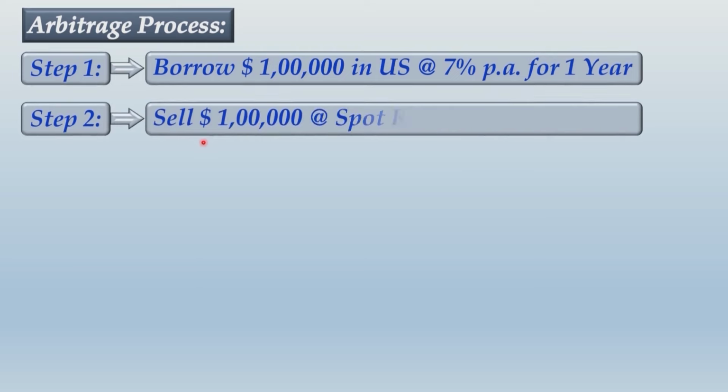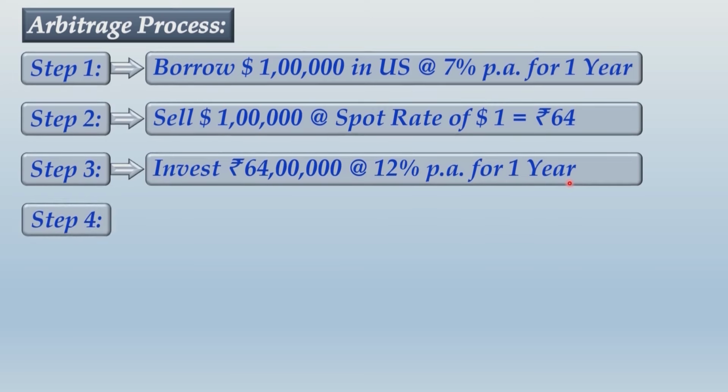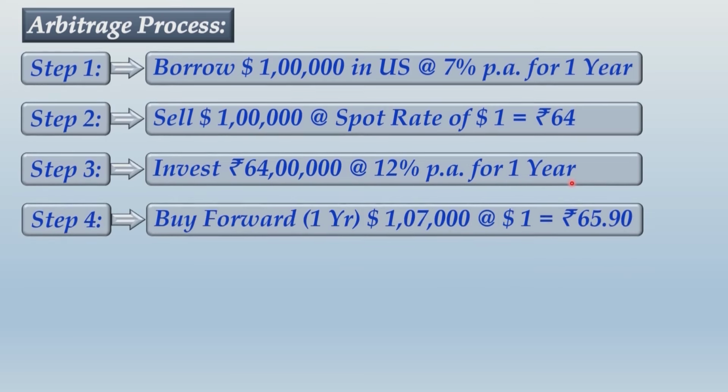Step 2 will be sell $1 lakh, whatever you have borrowed, at spot rate of $1 equals 64. The moment you do this, you will be obtaining $1 lakh multiplied by rupees 64 per dollar. That is, you will be obtaining rupees 64 lakhs. So in the third step, what you will do is invest that rupees 64 lakh at 12% per annum for 1 year. Now don't forget, the fourth step is the most critical step.